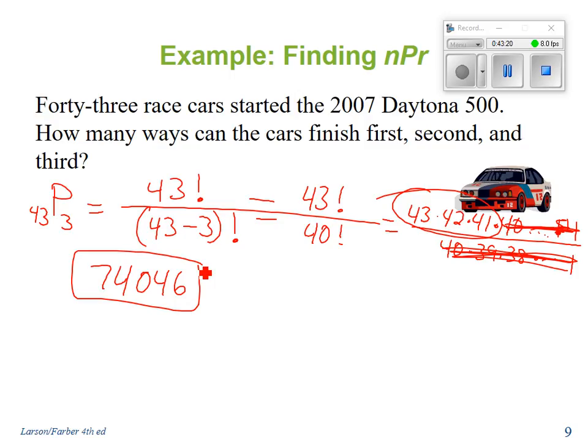Let's do this. Say in that race, the number 5 car won, the number 32 car finished second, and the number 19 car finished third. What's the probability of that event occurring? 1 out of that 74,046. There's only one way that those 3 cars could have finished 1, 2, and 3.